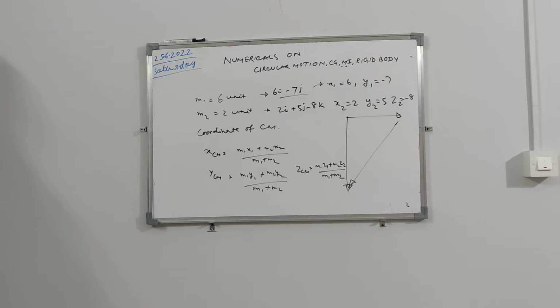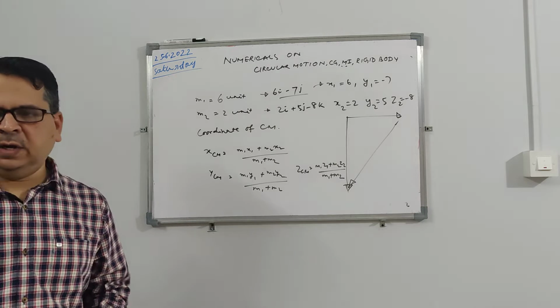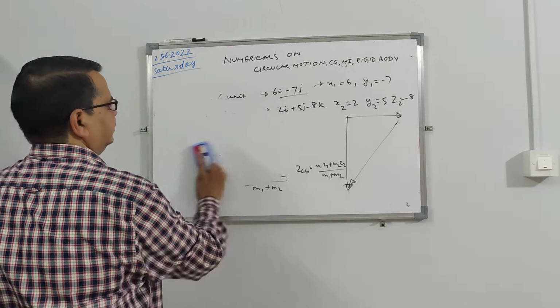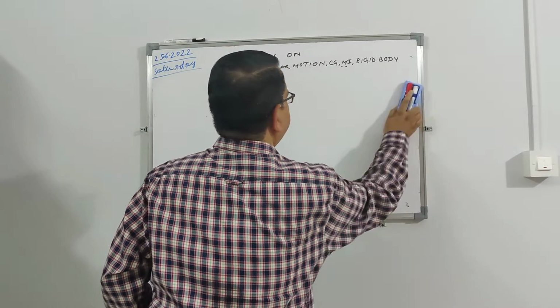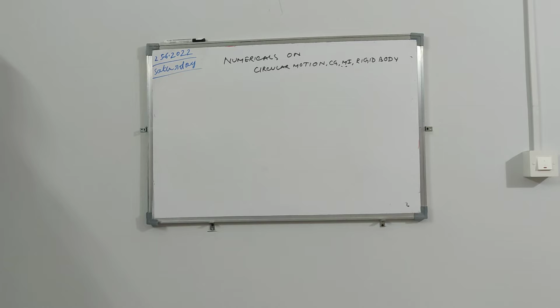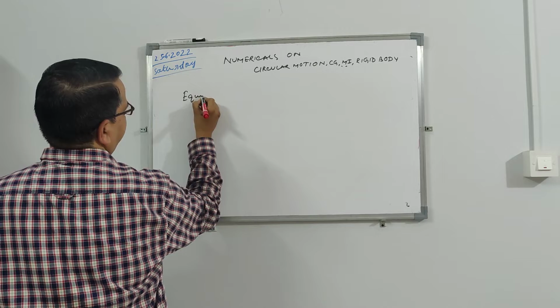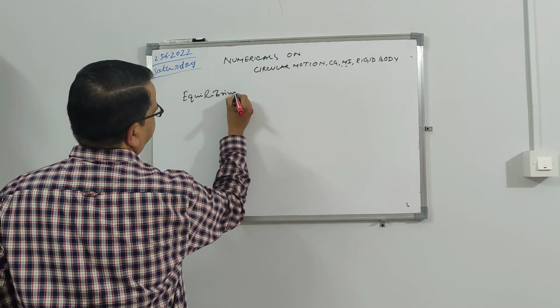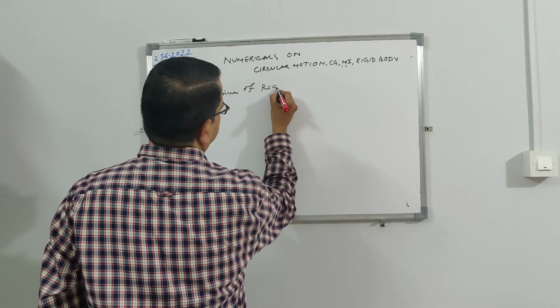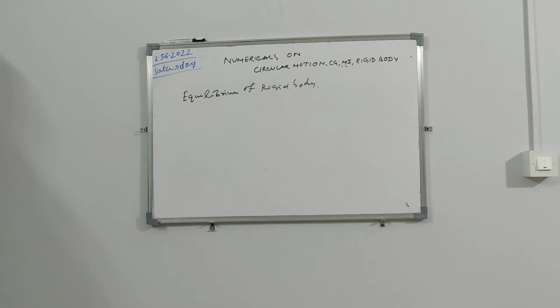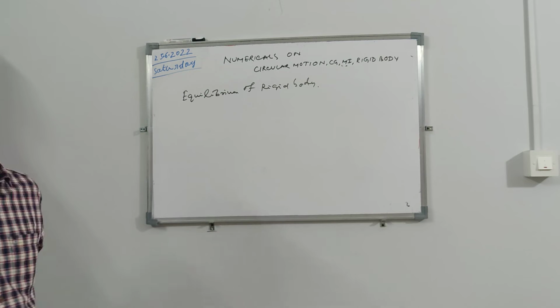Then let us do a numerical on equilibrium of rigid body, where the principle of moment is being applied. So it's a numerical on rigid body equilibrium. So this is like this, and you can draw the picture like this.